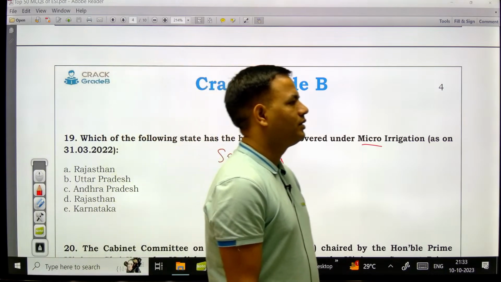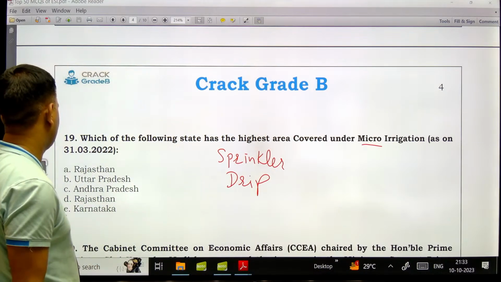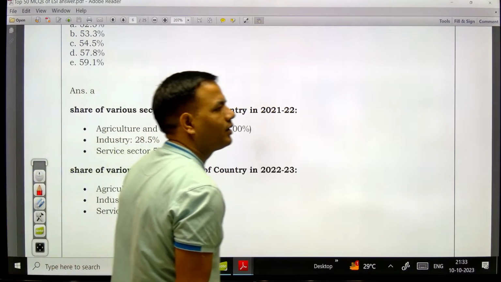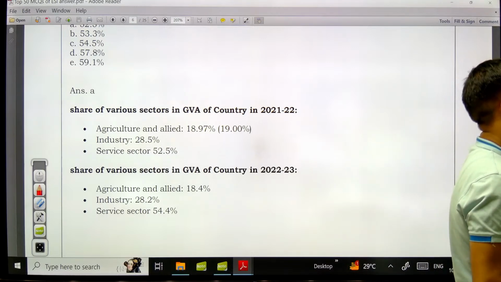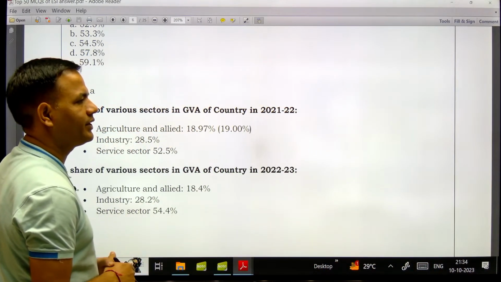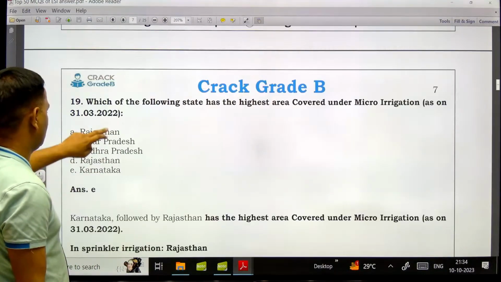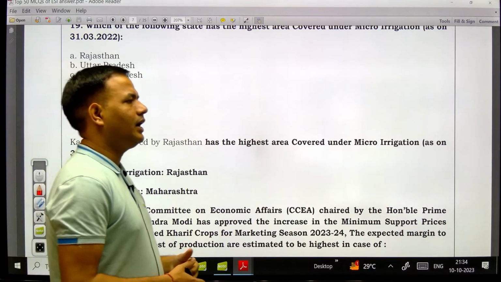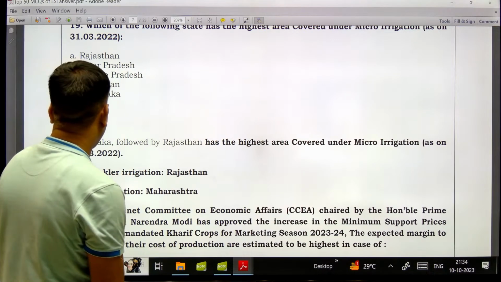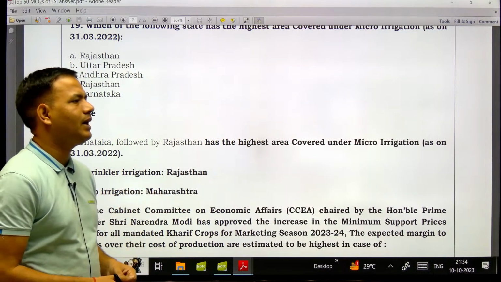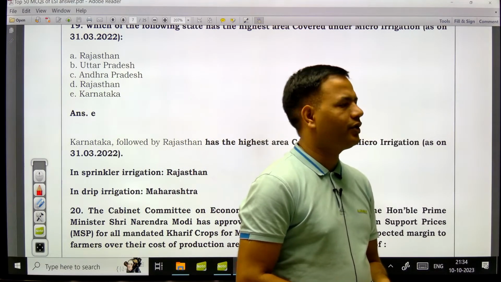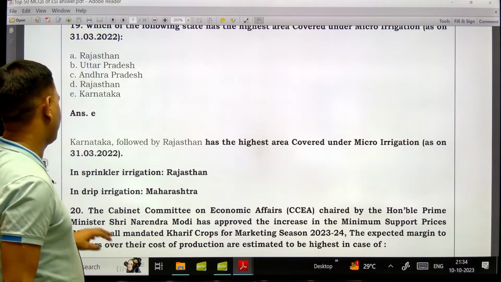Any guess? Sprinkler, Rajasthan. Yes. Overall, let's see the answer. In percentage area it is Sikkim. We are not taking the percentage area, we are taking the total area, so drip irrigation, Maharashtra. Let's see the answer. It is Karnataka. Karnataka has the highest area in micro irrigation, but if we talk about sprinkler irrigation, it is Rajasthan. In drip irrigation, Maharashtra. I have taken these facts from the Agriculture Statistics at a Glance 2022. I think it is there on the website of the Directorate of Economics and Statistics.